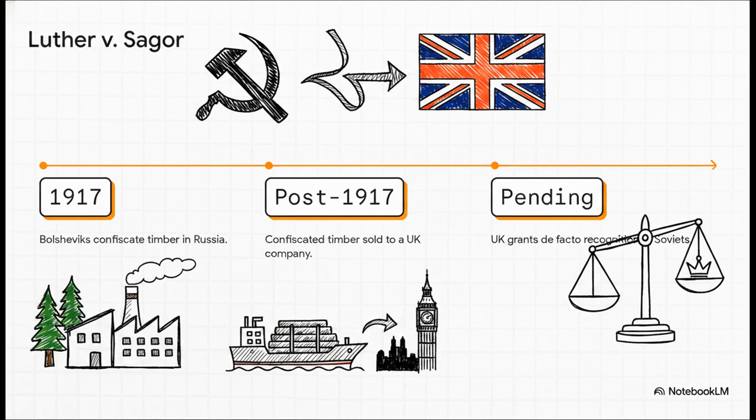In 1917, during the Bolshevik Revolution, the new Soviet government confiscated a Russian company's timber mill without compensation. The Soviet government then turned around and sold that very same timber to a UK company. Naturally, the original Russian owners sued in British courts, arguing that the confiscation was illegal simply because the UK didn't recognize the Soviet government. However, and here's the twist, right while the appeal was pending, the UK government officially granted de facto recognition to the Soviet government.